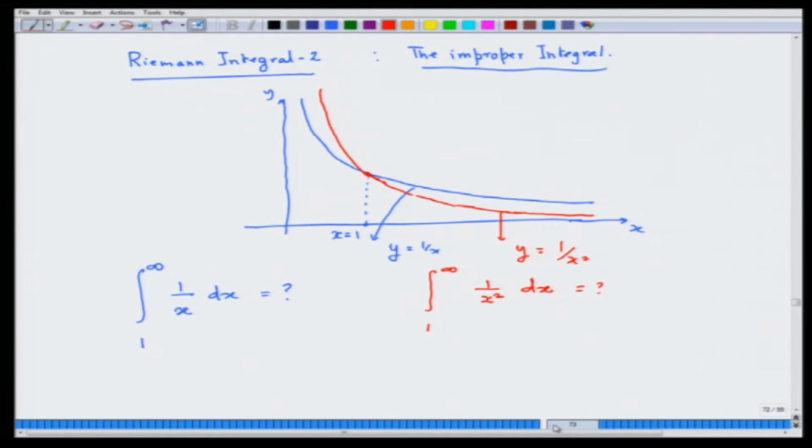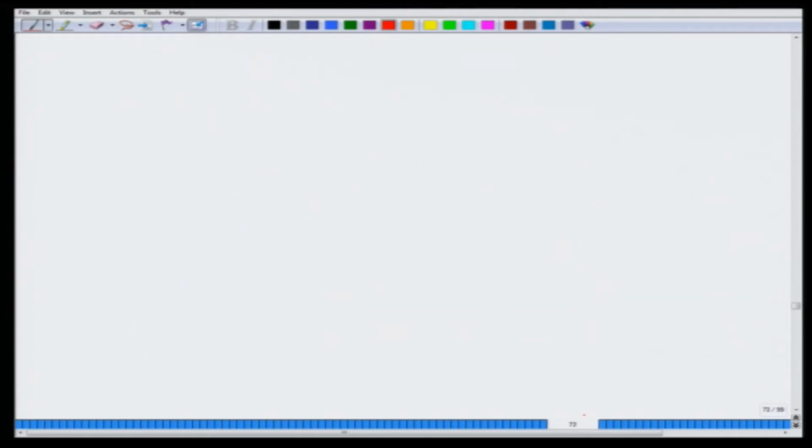So, in general I am asking, what is the meaning of this? Can I attach any meaning to this? If the function is nice over the given interval, say from a to m which is finite, I can say that the function is nice, continuous or even bounded on that, and is Riemann integrable for every m that you take.